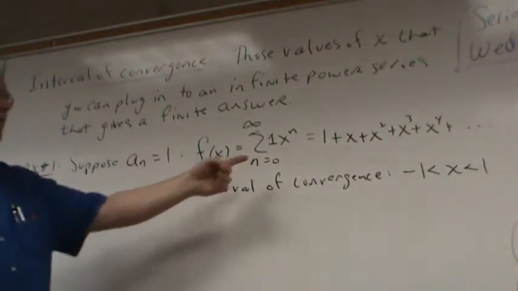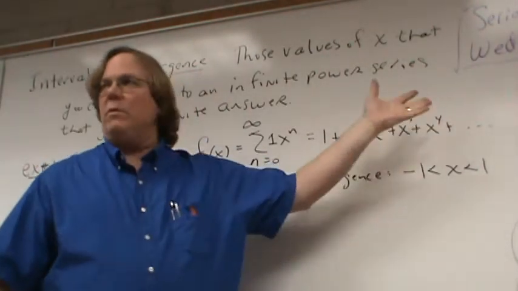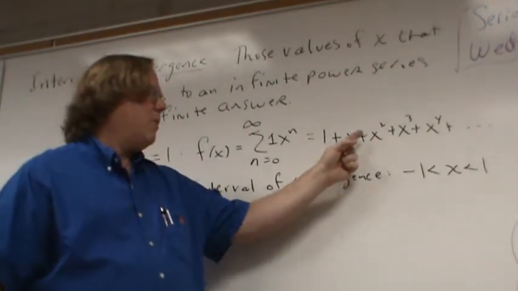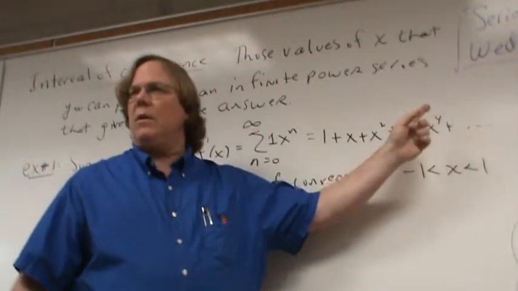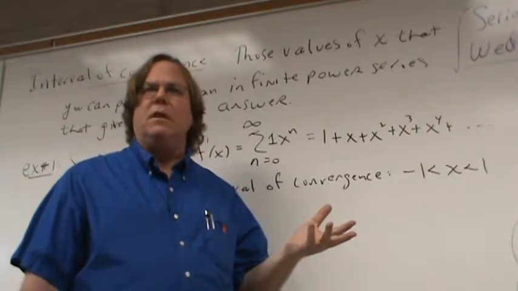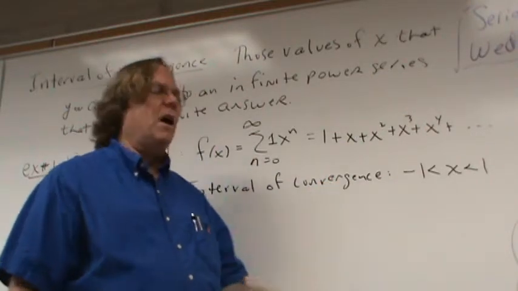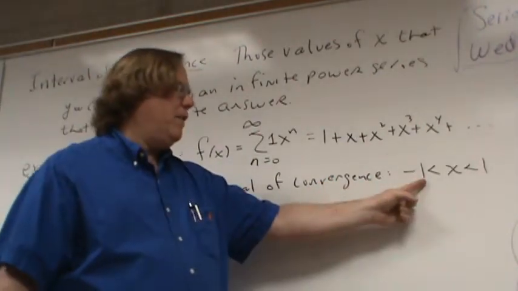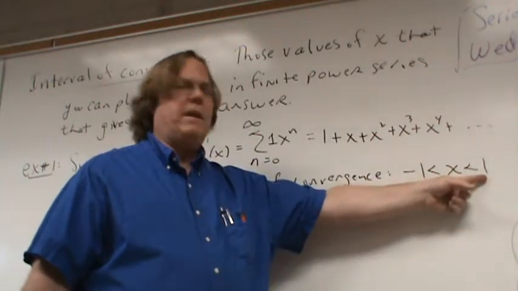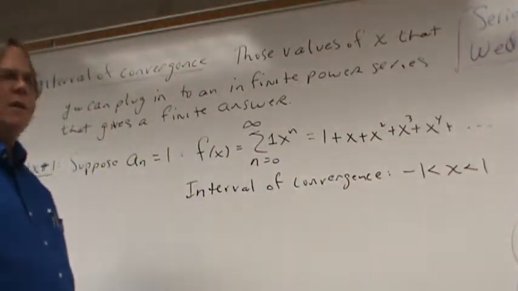But it's going to diverge if I stick in a 1, because if I stick in a 1, I get 1 plus 1 plus 1 plus 1 plus 1, which is infinity. If I stick in a negative 1, I get 1 minus 1 plus 1 minus 1 plus 1 minus 1, which doesn't equal infinity, but it has no particular answer. You don't know whether the answer is positive 1 or 0, depending on when you stop. So you can't plug in negative 1 and get a particular finite answer. You can't plug in 1 and get a finite answer. You get infinity, and so that's your interval of convergence.